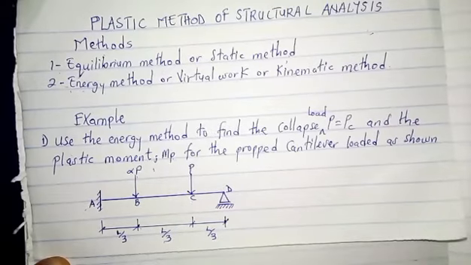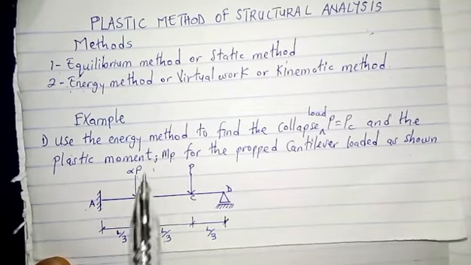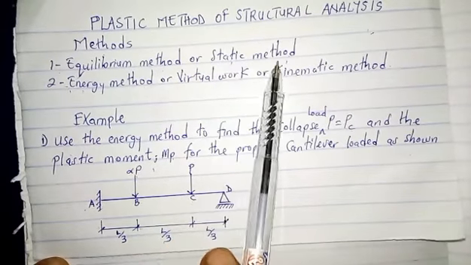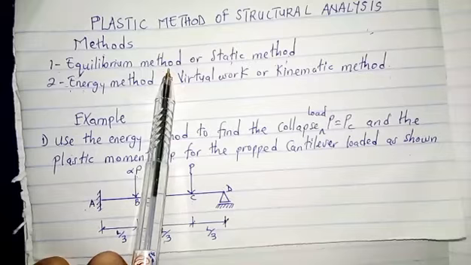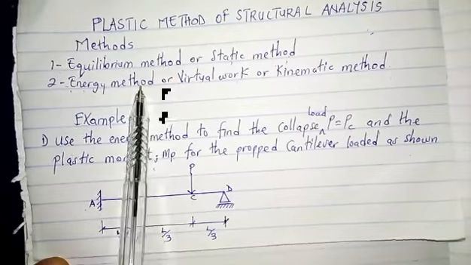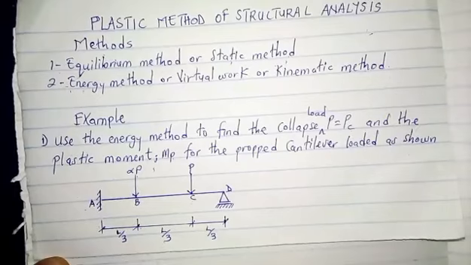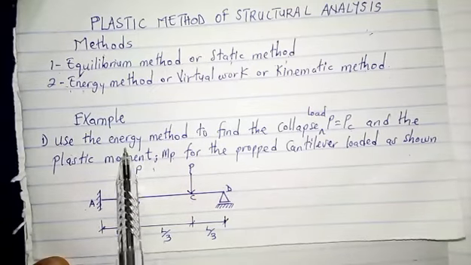Whenever you are asked to use any of these methods, you shouldn't be confused. If you are asked to use the static method, it is the same as the equilibrium method. Energy method, virtual work or kinematic method are all the same. Now I'll go straight to the example we have for today, and we're going to start with the energy method.